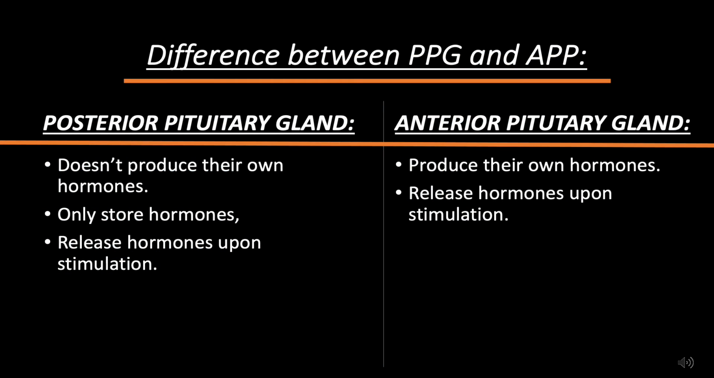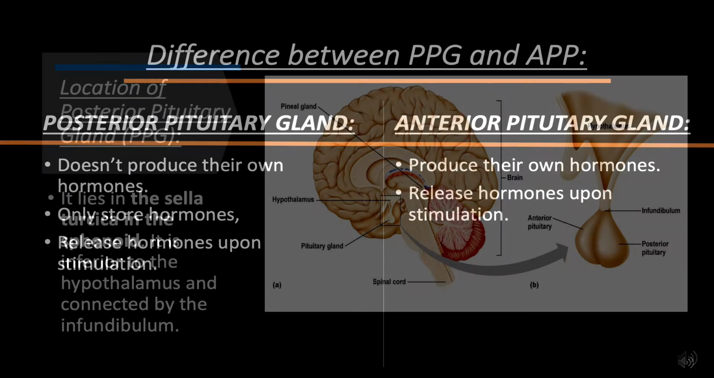Difference between the posterior pituitary gland and the anterior pituitary gland. The posterior pituitary gland doesn't produce its own hormones; it only stores hormones and releases them upon stimulation. The anterior pituitary gland produces its own hormones and releases them upon stimulation.